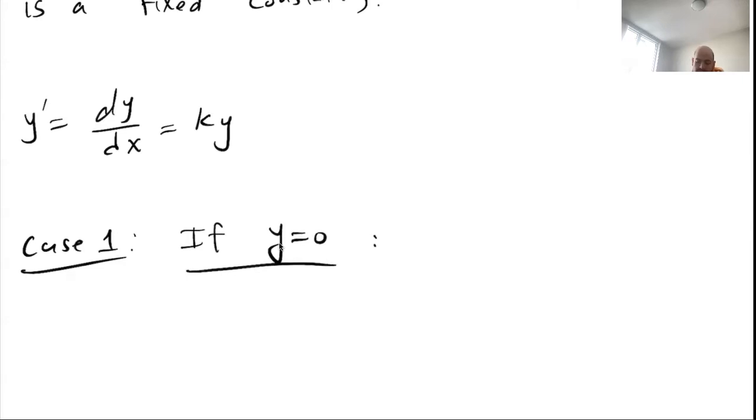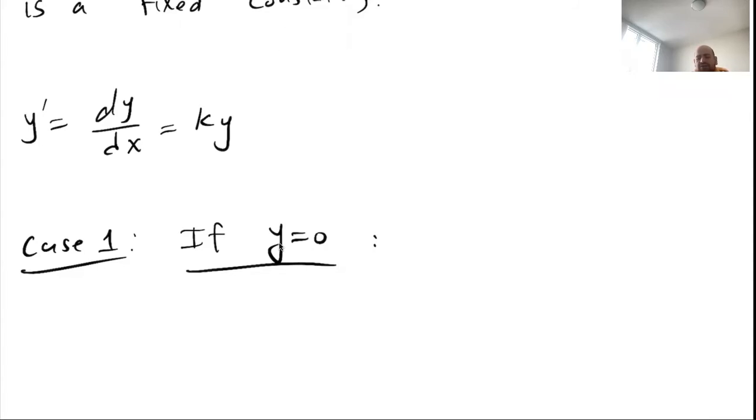So if y is 0, we cannot divide both sides by y, but still we have to figure out whether y equals 0 is a solution for this equation or not. How can we verify whether a given function is a solution for a given differential equation or not? Well, we just need to substitute it back. And if the equation is satisfied, then it is a solution. If it's not satisfied, it's not a solution.